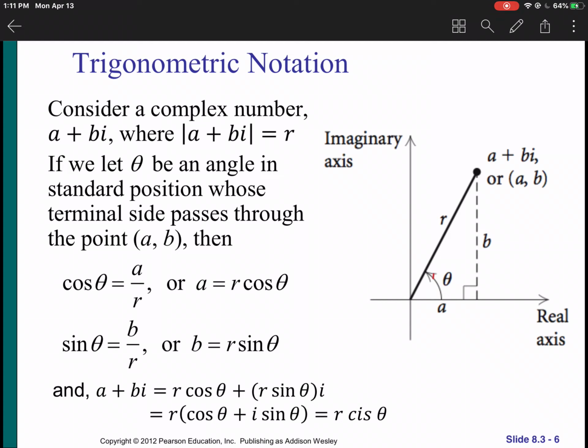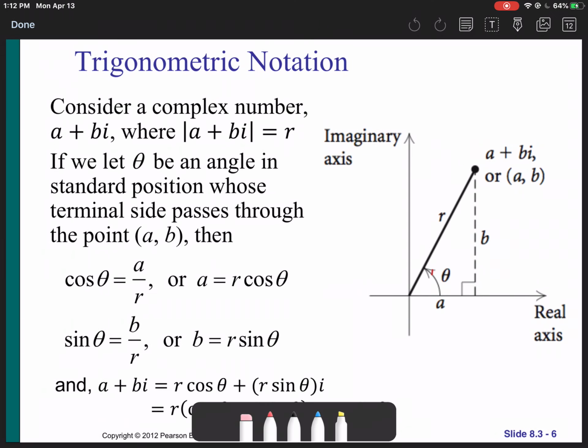And so notice again, we're just making use of that right triangle, same old, where instead of x and y, we're using a and b. Our hypotenuse is still labeled as r, but remember, what is r? r is the absolute value of a plus bi, all right? And then we have our a value and our b value, and we're representing that as the point (a, b).